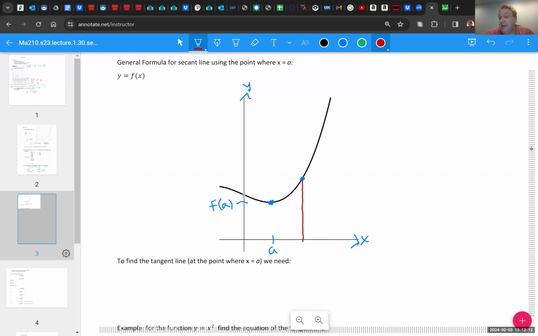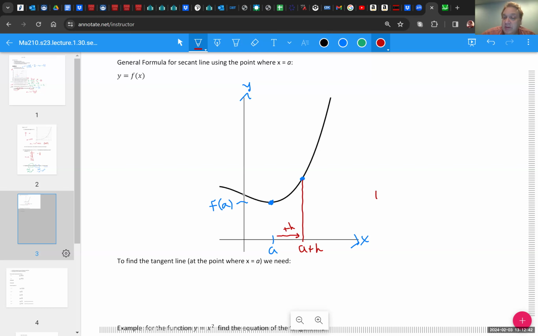Now we could call this B, A and B makes sense. We could call it different kinds of things, and if you look on the internet, they will call the second point different things. It's very traditional, and the author of your textbook does this as well, to call this a plus h, which seems a little bit odd at first. But basically, I'm starting at the a value and adding in a little bit more. So there's a, and I'm adding in just a smidgen, just an h amount.